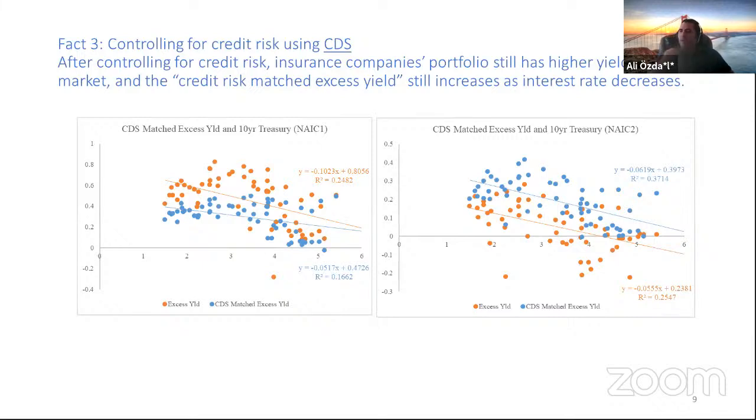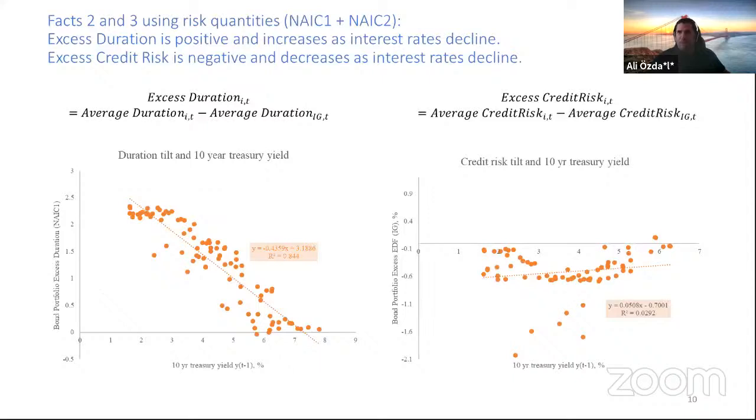Okay, so what we do in this slide is, like I said, the same exercise, but instead of using the distance to default, we have credit default swap rate matched excess yield. And overall, this negative relationship between excess yields and the interest rate does not disappear after controlling for credit risk using CDS.